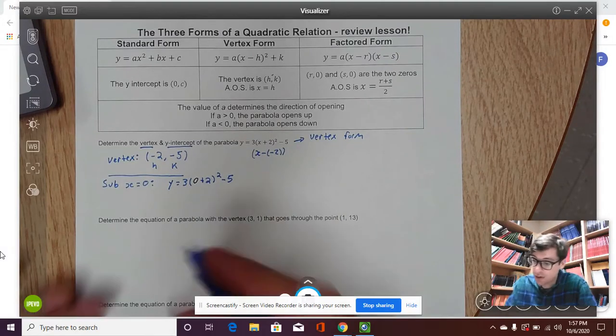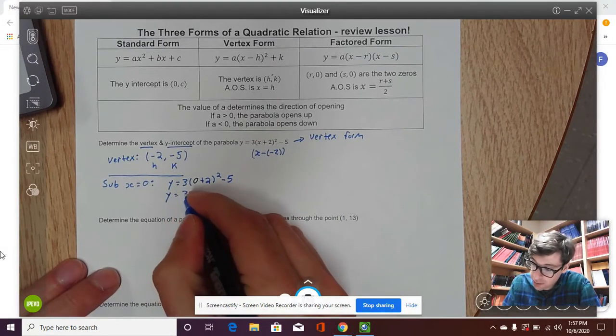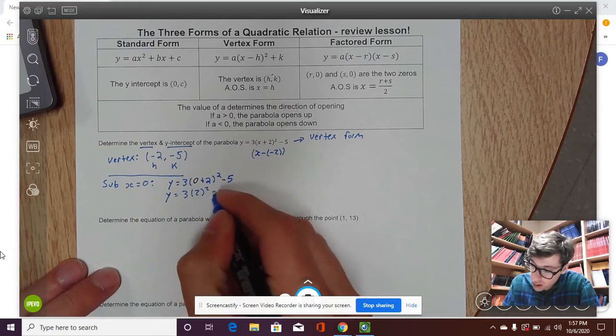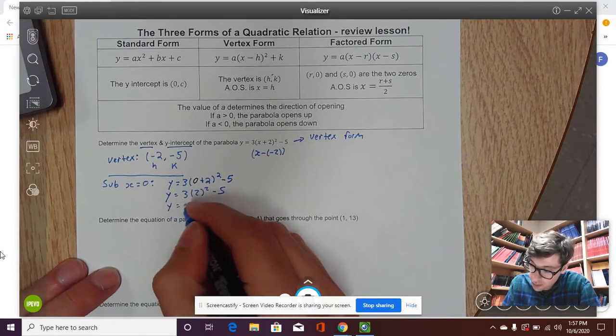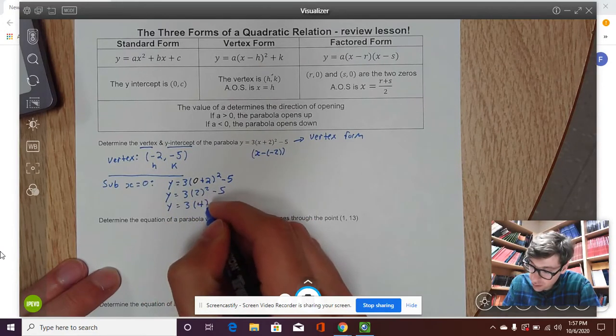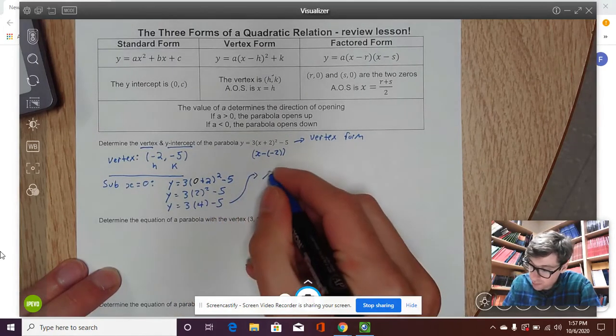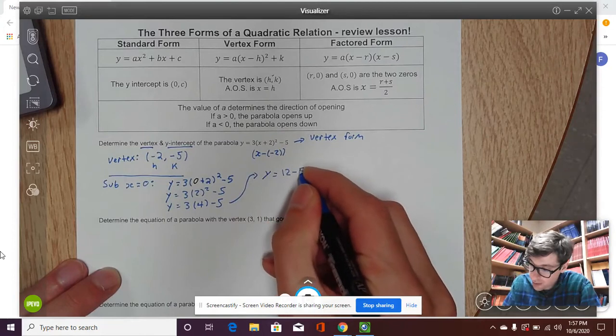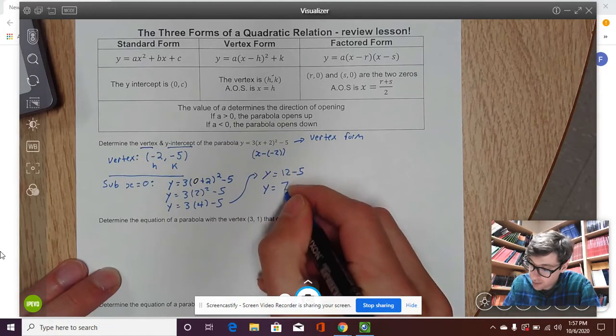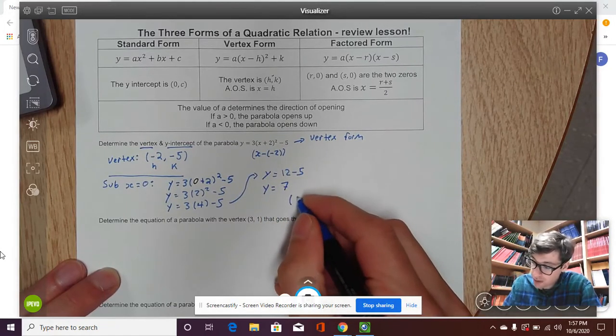And now I can follow BEDMAS. I'm going to do brackets first. Then I have to do my exponents. 2 squared is 4. I'll continue up here. 3 times 4 is 12 minus 5, so y is 7. So my y-intercept must be (0, 7).